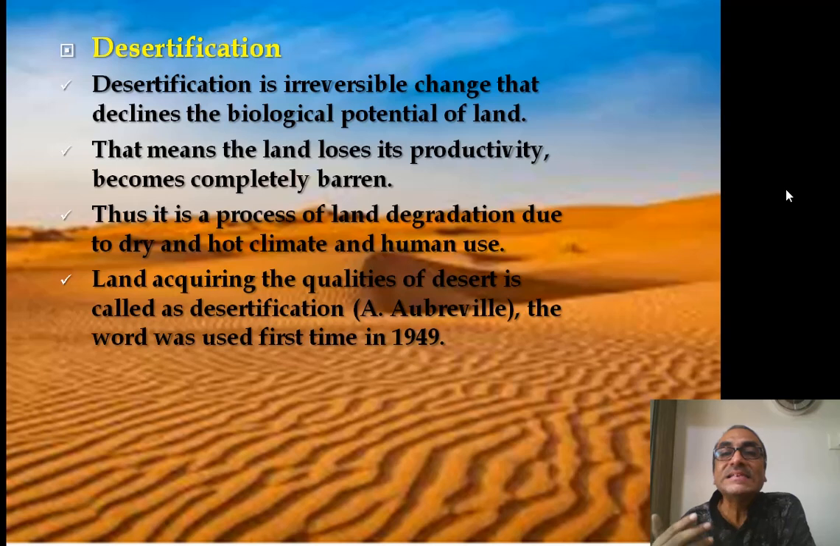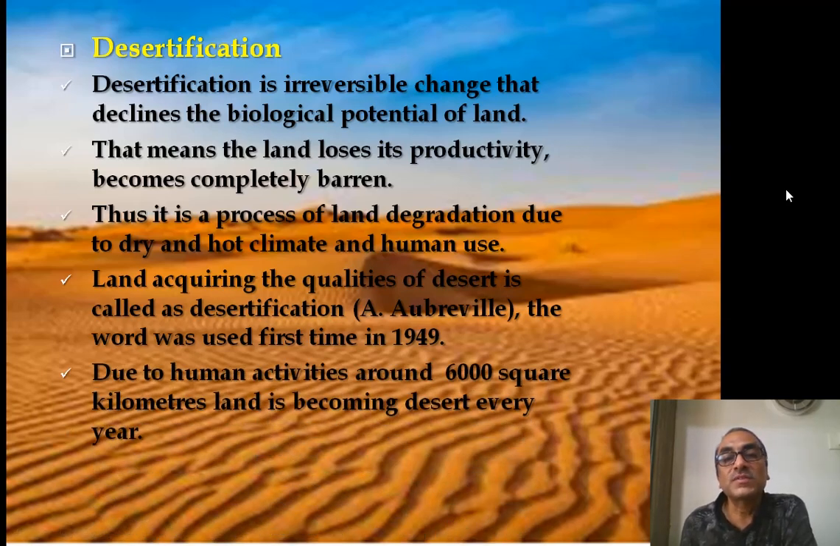Land acquiring the qualities of desert is called desertification, and that's another definition given by Aubreville in 1949. In fact, this was the scientist who used the term desertification for the first time. Due to human activities, around 6,000 square kilometers of land has now become desert, and it is happening every year. This is the data of land getting changed into a desert every year. So it's a serious matter to think about, and it is very necessary to prevent desertification. And all this is mainly due to anthropogenic activities.